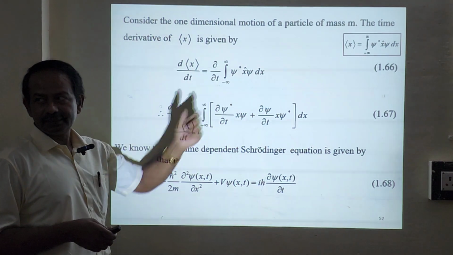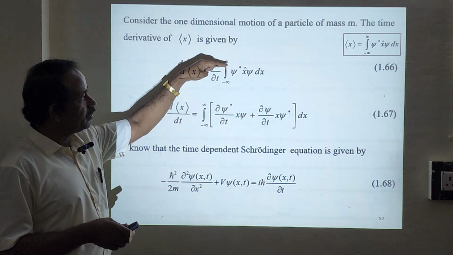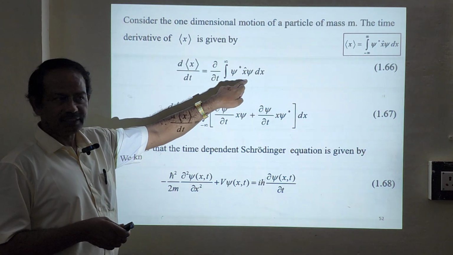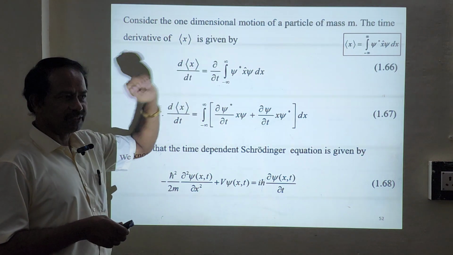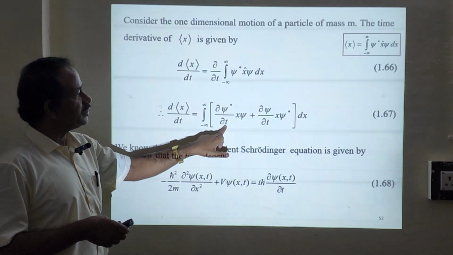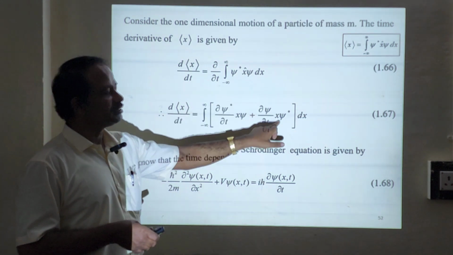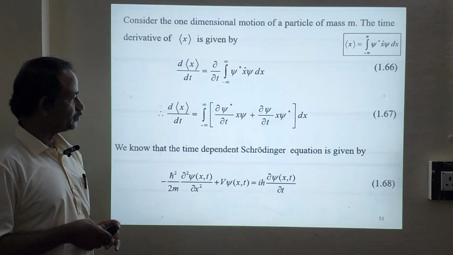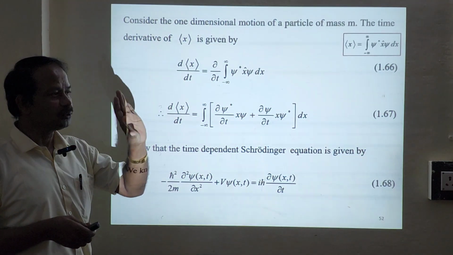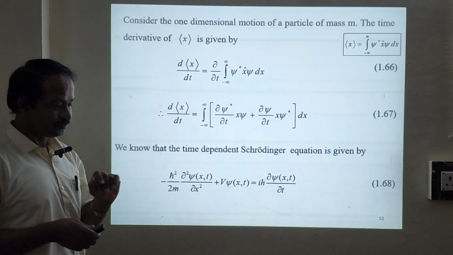Now differentiate this. When we differentiate this, we have to keep this as constant, and then differentiate this, keeping the other as constant, correct? Then we differentiate this, keeping this as constant. So keep this equation 1.67, just have it in your mind. We are going to use this one.